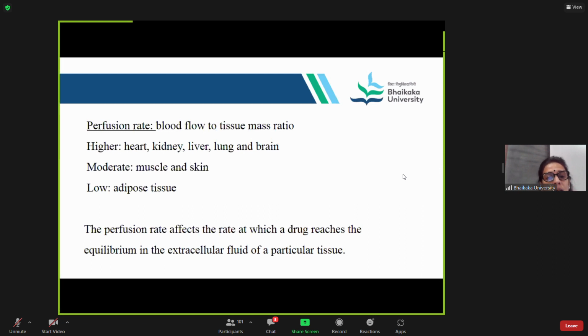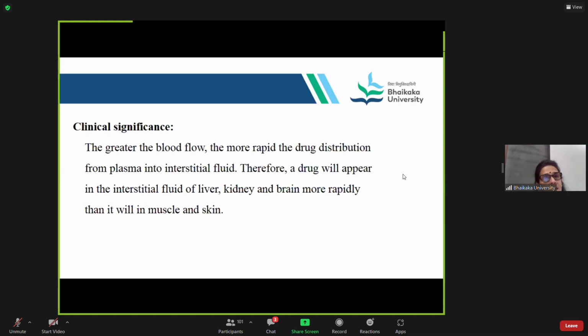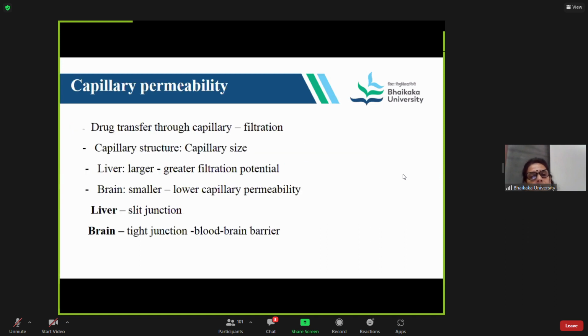So what is the relevance here? The perfusion rate will affect the rate at which the drug reaches the extracellular fluid of a particular site. So the perfusion rate is very important for the drug to enter the site of action. Distribution means that the drug has to enter the site of action. So the clinical significance of blood flow is that the greater the blood flow, the more rapid the distribution. Distribution from where to where? From the plasma into the tissues or the interstitial fluid. So remember, high blood flow, very rapid distribution.